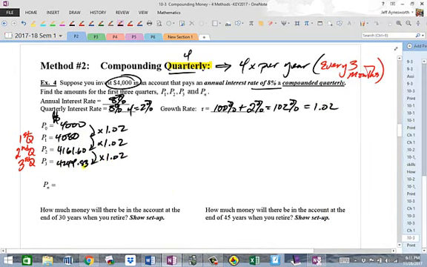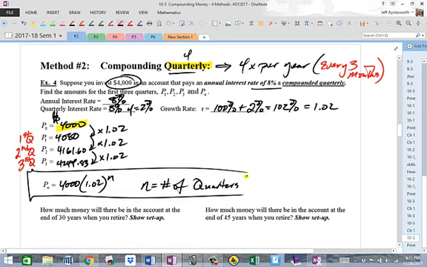So in general, you take your initial amount, which is right here, so 4,000, times your growth rate, which is 1.02 to the nth power, where n here equals the number of quarters, not years. This is very, very important right here. Because if you don't understand that n doesn't represent the years, it represents the number of quarters or 3-month periods, then you can't answer the next question.